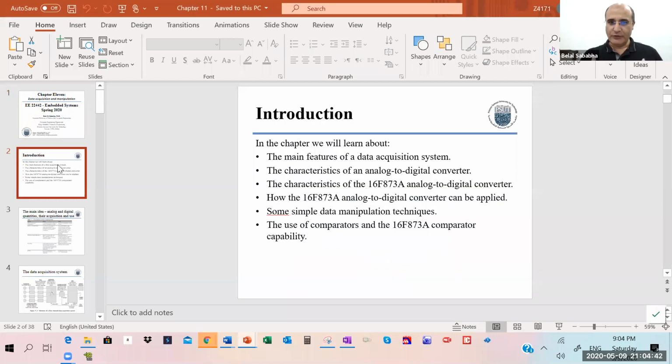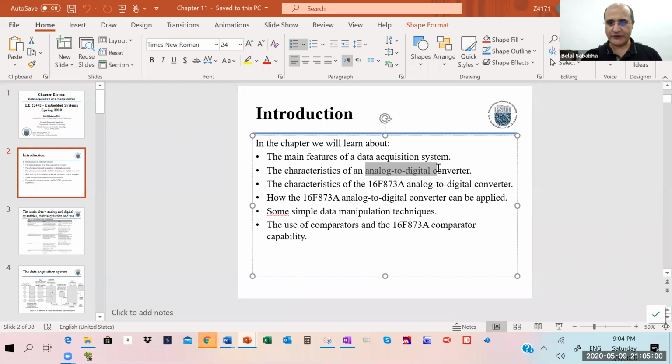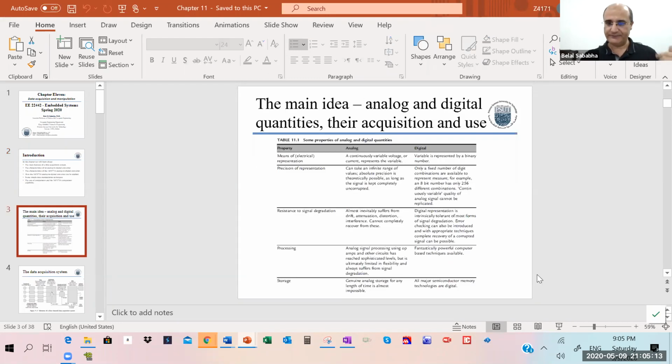In this chapter, we will explore the data acquisition system in the 16F877A microcontroller that we started covering in chapter 7. The main component of this data acquisition system is the analog to digital converter. We're going to talk about the part that's inside the CPU and the conditioning circuitry and everything before it, and how to deal with this data.